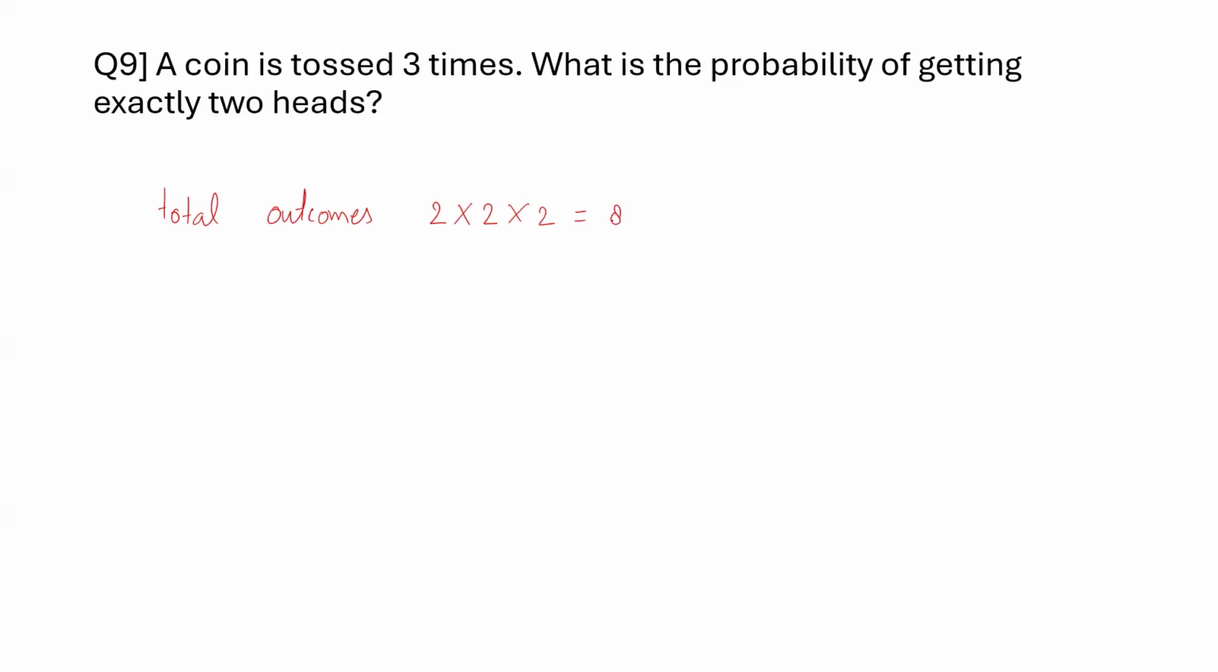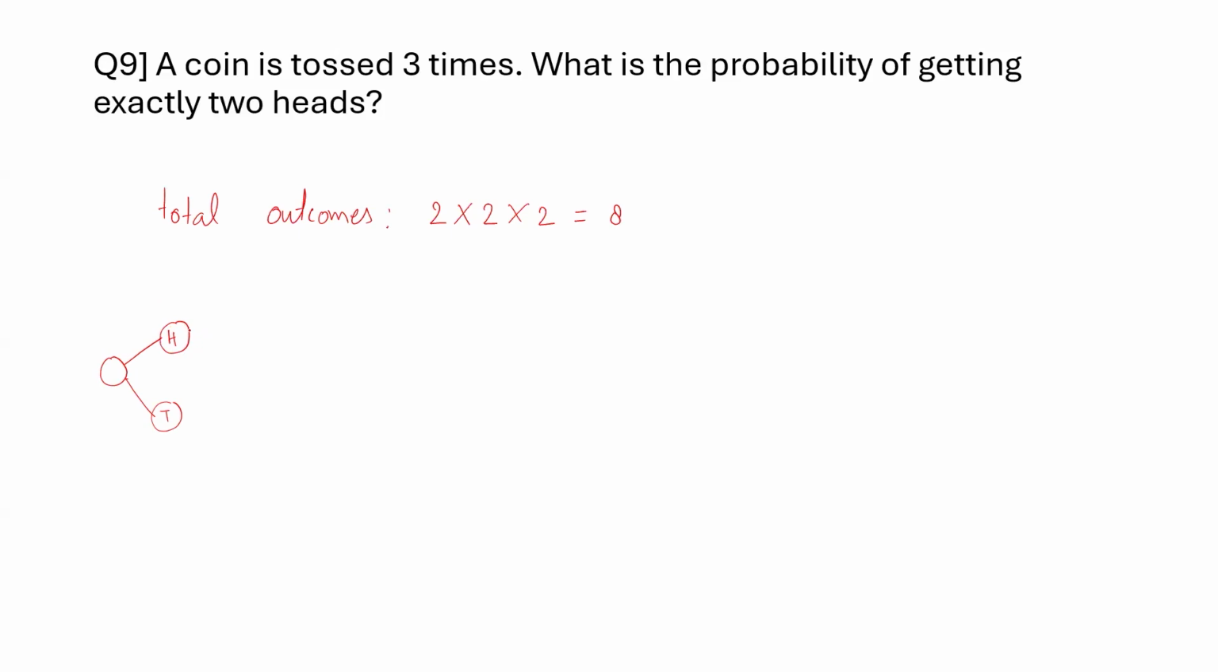Because you are flipping the coin consecutively. So the first flip will give you 2 outcomes. The second flip will give you 2 outcomes. The third flip again will give you 2 outcomes. So 2 into 2 into 2. So total outcomes are 8. Now you are interested in only outcomes which have exactly 2 heads. Now let's see what the scenario is. Here you have a coin. It can land on a head or a tail, right? These are the only possibilities for a coin to land on, right?